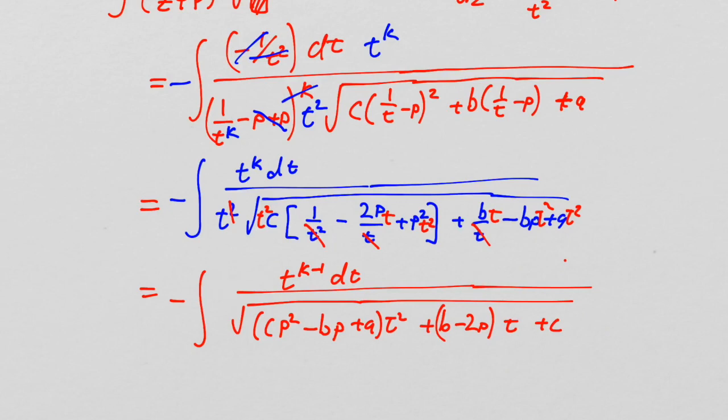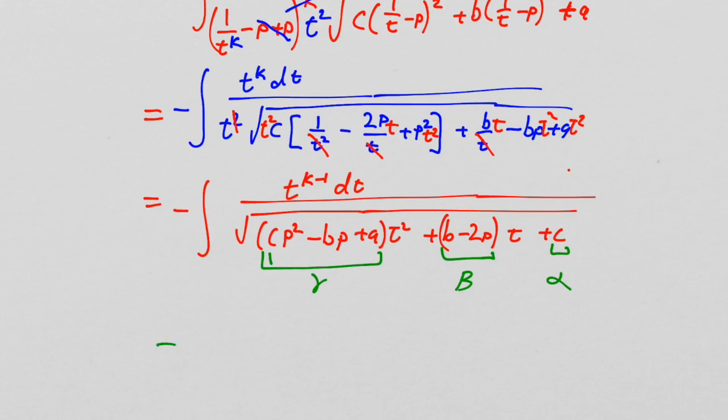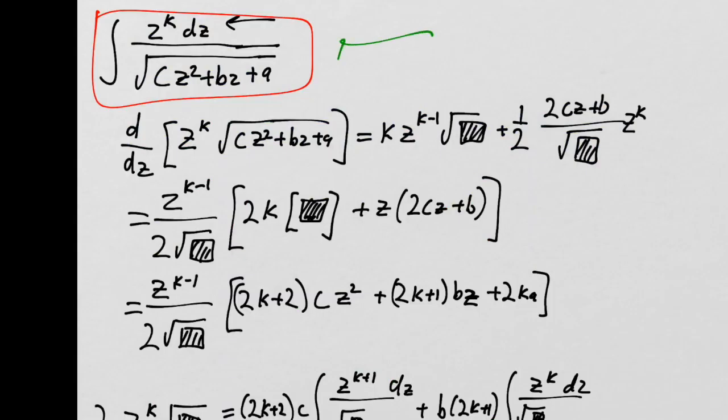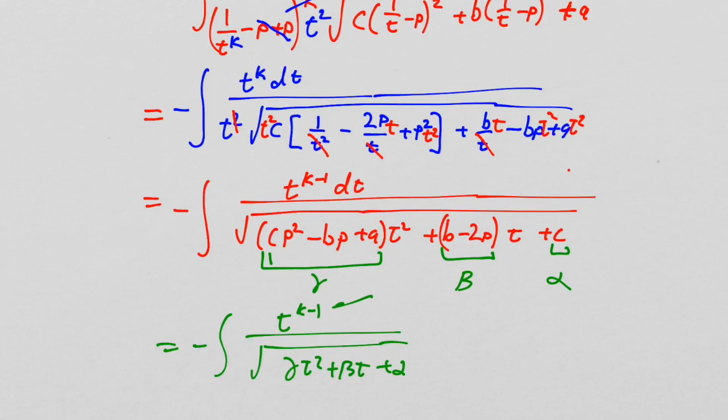The reason this is the answer is because this part here, I could call that gamma. Here, I could call that beta. And then this c, I could change its name to alpha. And you end up with the integral of t to the k minus 1 over the square root of gamma t squared plus beta t plus alpha, which is essentially the problem we solved right here, just with a k instead of a k minus 1. So we've now reduced that integral to something we've already solved.